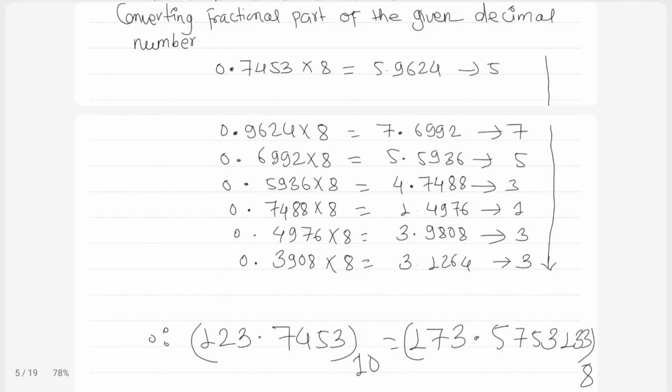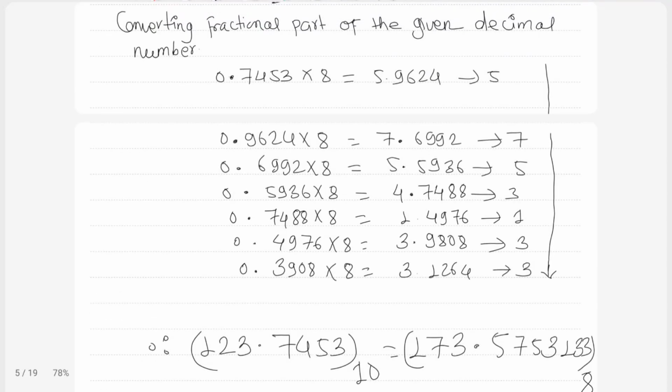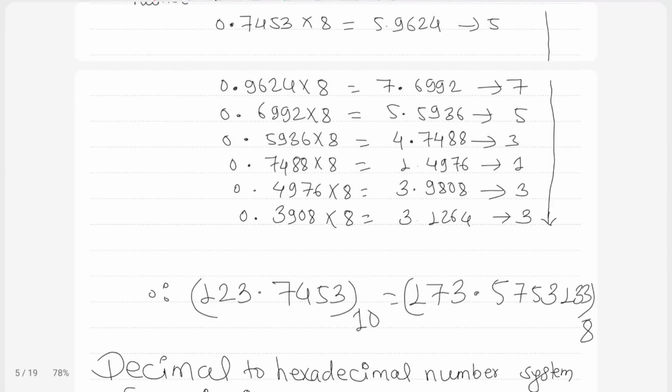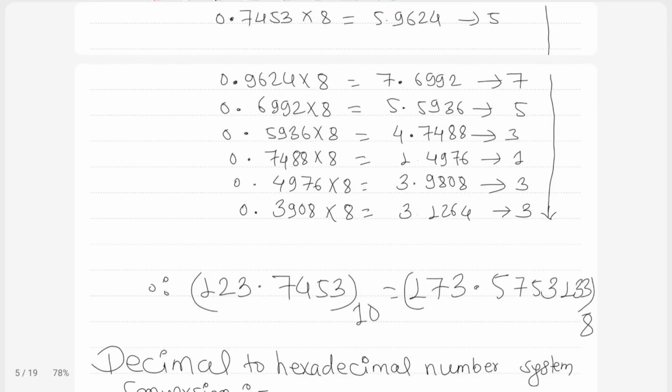Everyone should understand that in the fractional part we do 5 or 6 steps, and then we automatically stop. At last we have 123.7453 base 10 equals to 173.5753133 base 8, which is the answer of the conversion of decimal to octal number.